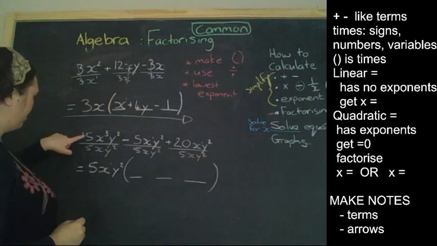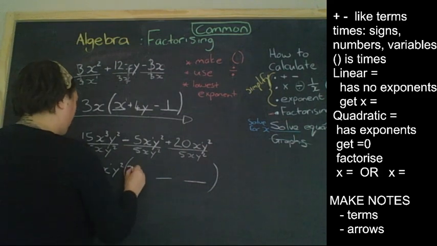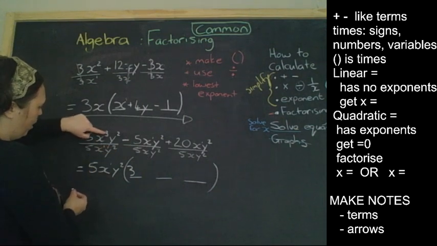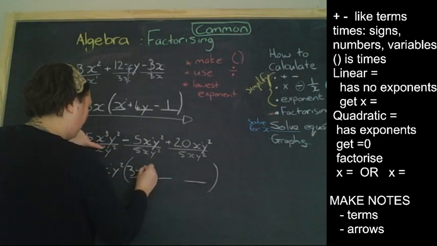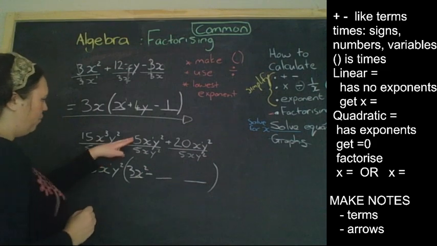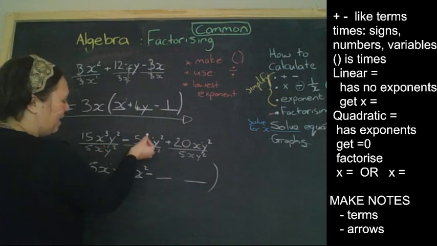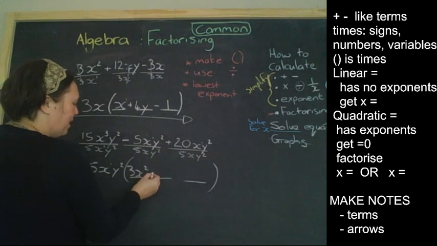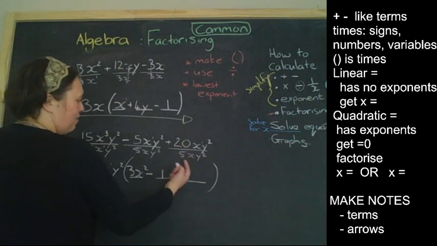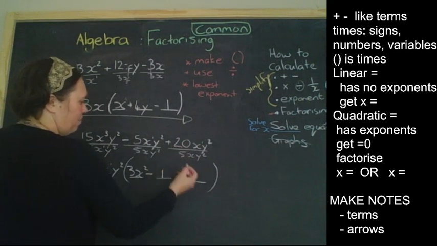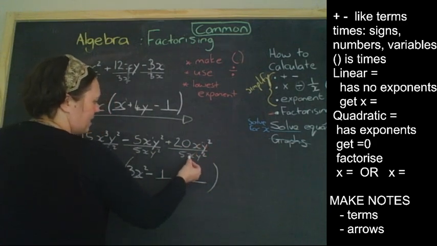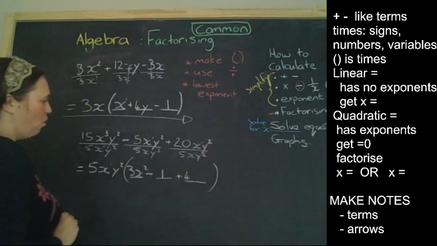So, what have we got left? 15 divided by 5 is 3. Here we've got 3 x's and here 1. So, 3 minus 1 is 2. And y squared is the same, so it's just 1. 5 divided by 5. Well, here we can immediately see it's exactly the same at the top and at the bottom. The sign stays the same and we've got 1. Here, 20 divided by 5, both are positive. 20 divided by 5 is 4. And that's the same, so we just have 4.